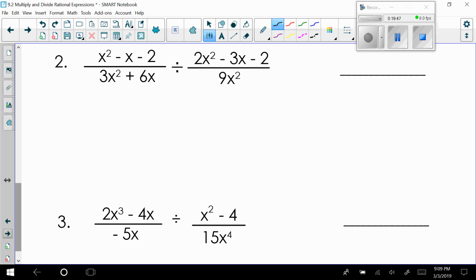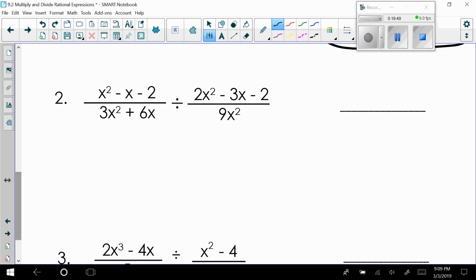All right, let's try another one here. Again, you can try this out on your own. Just make sure you pause the video. So you tried it out on your own. First thing I want to do is make this into a multiplication sign, which means the bottom needs to become the top. Notice I can't factor it, so I just write it. And then this top needs to become the bottom.